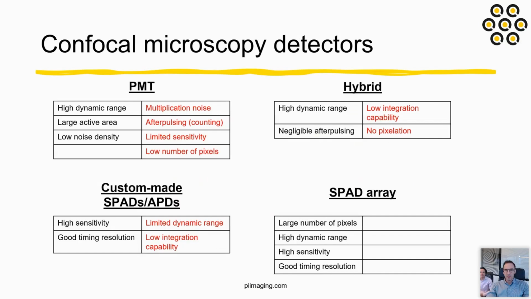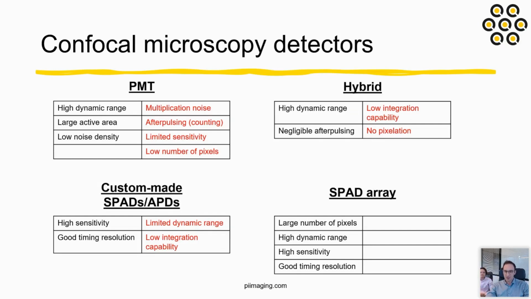I'll start with the point detectors, specifically point detectors used for confocal microscopy, where we have 3 main competitors: PMTs, hybrid detectors, and custom-made single pixel SPADs, or APDs. The main purpose of SPAD arrays is to overcome all of these other detectors and to be better than them in all aspects. We specifically focused on solving the challenges that we have in these other detectors.